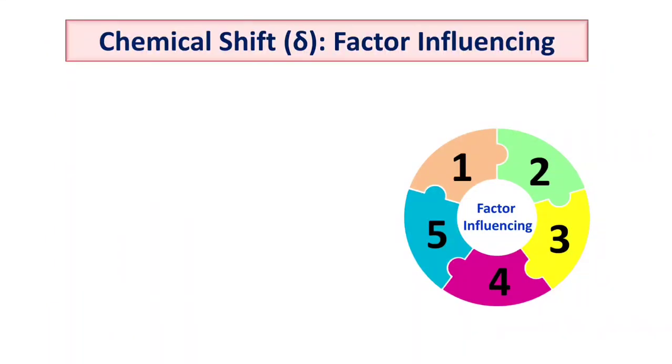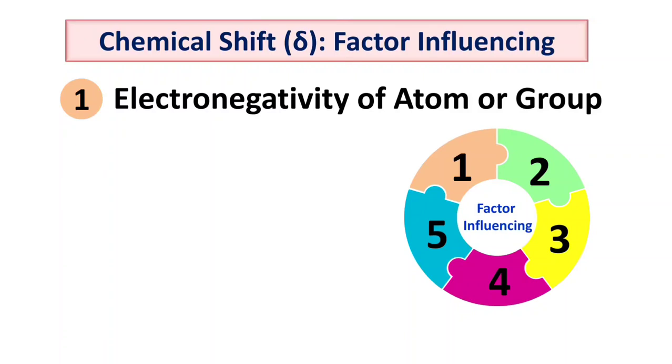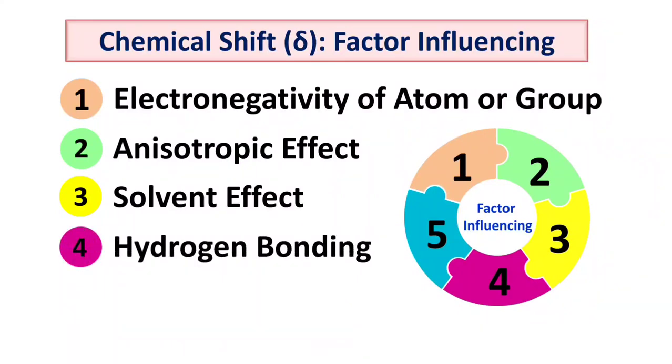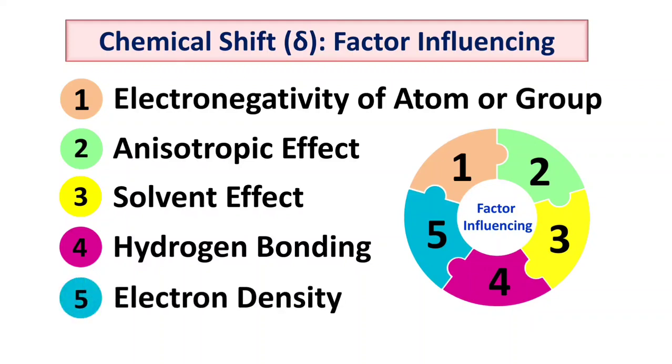Basically there are five factors which significantly influence the delta value. In the list, first we have the electronegativity of atom or group. The second is anisotropic effect. The third is called solvent effect. The fourth is hydrogen bonding. And the next and the last is electron density. So these five factors importantly influence the delta value, and we'll discuss them step by step.